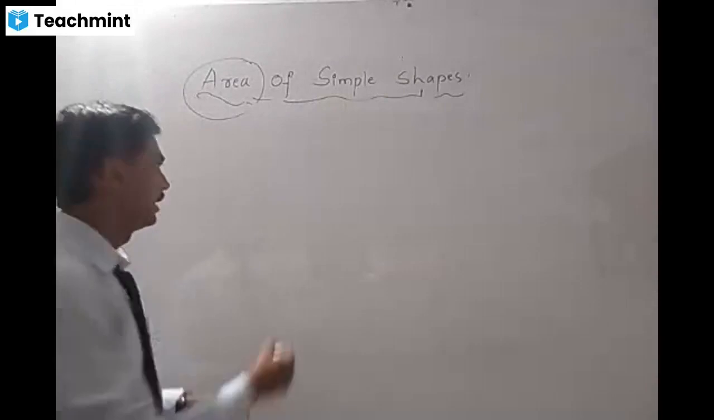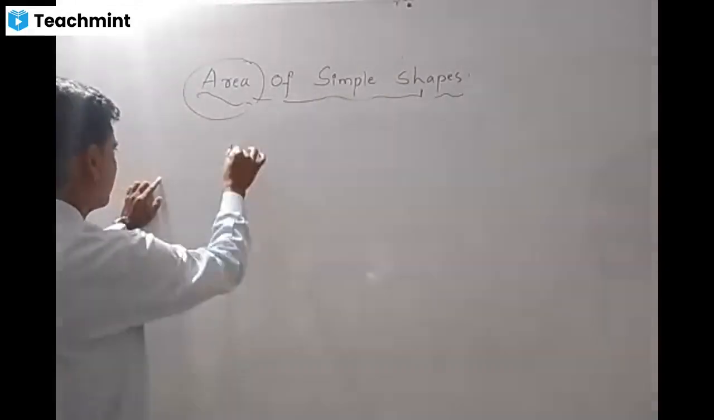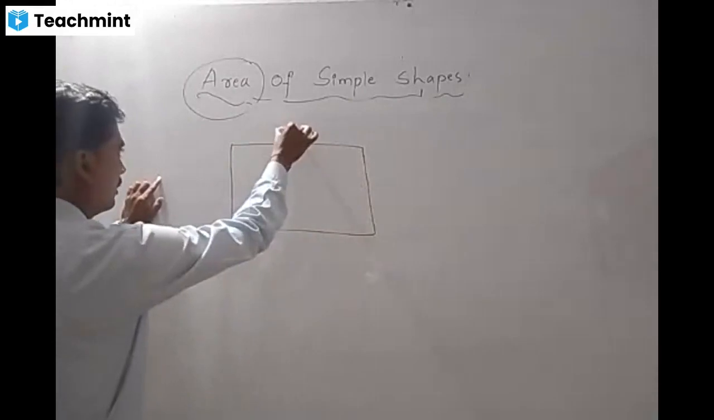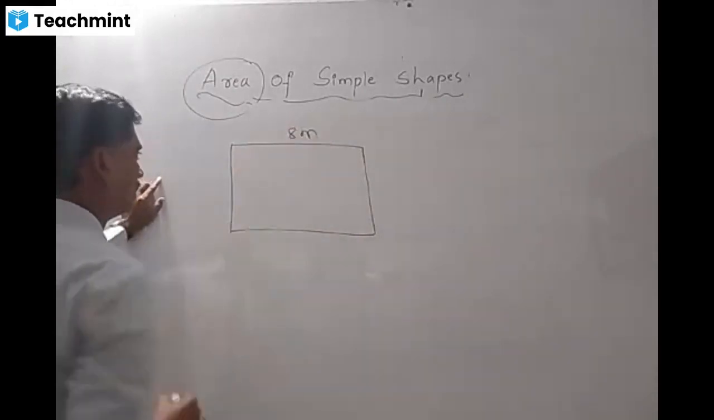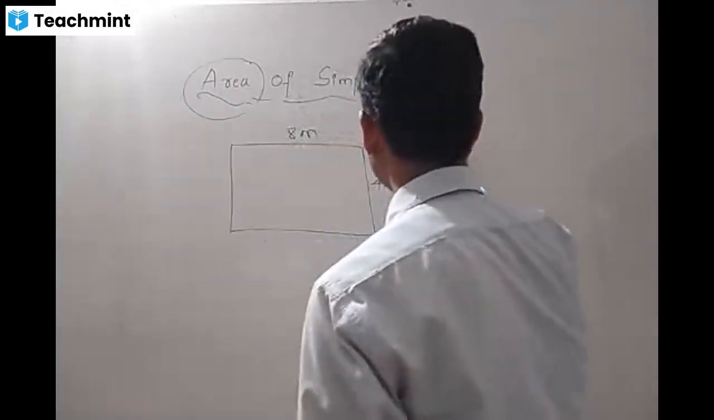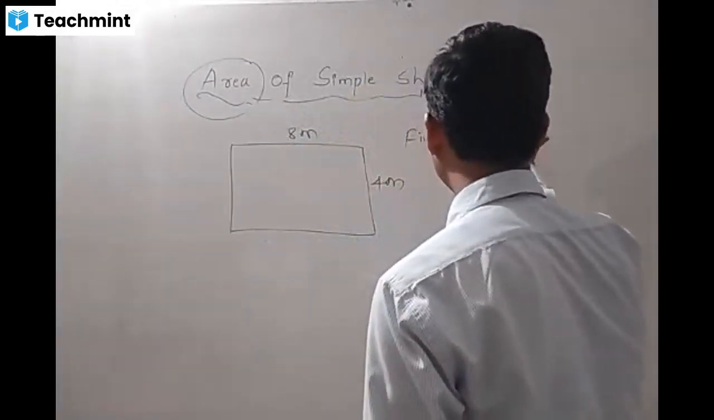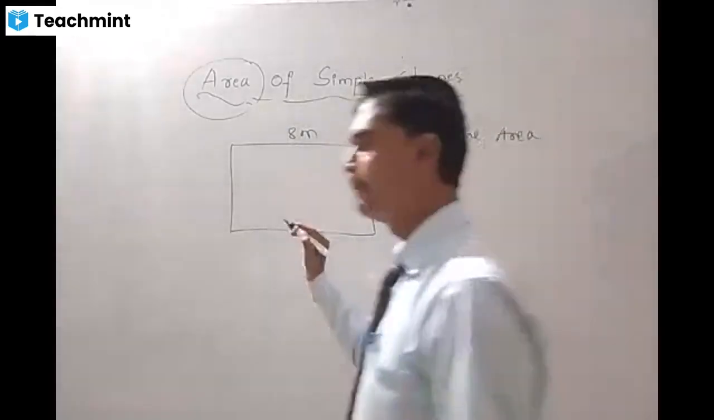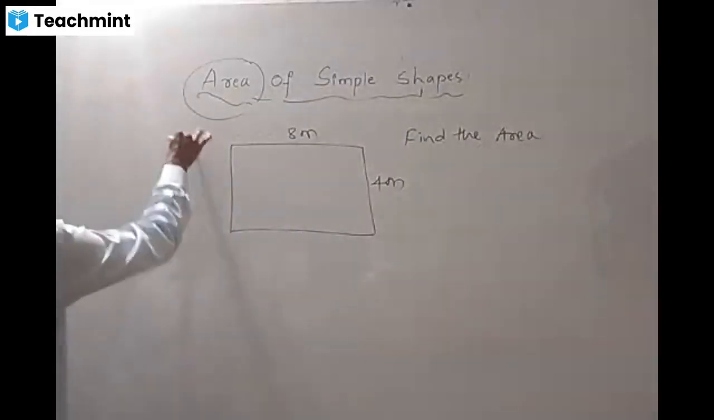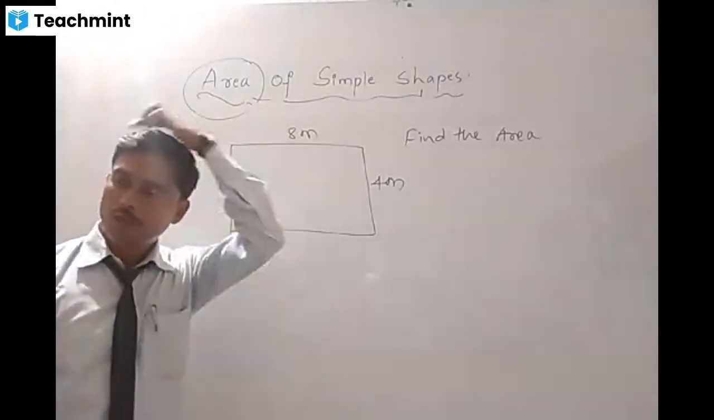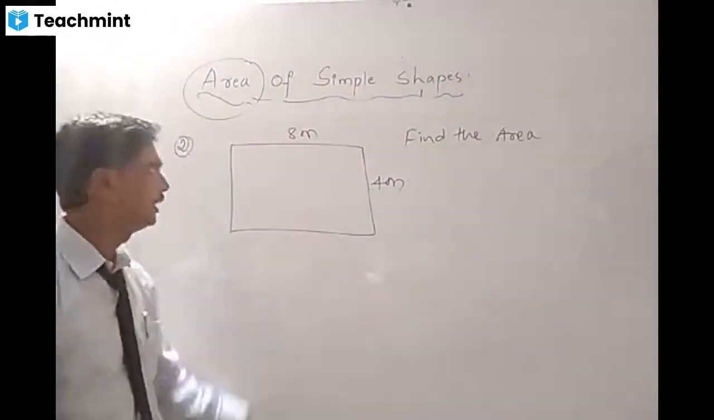Okay. Now let us discuss 8 meters and here 4 meters. Find the area. Find the area. This is a simple question. Okay. Example second. It is a very simple question. Okay. You have to do it.